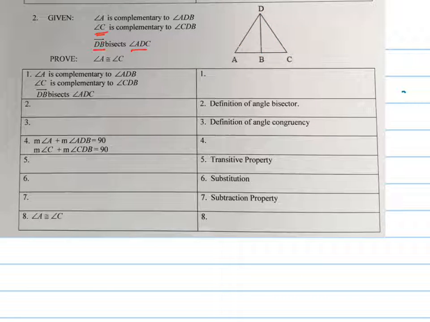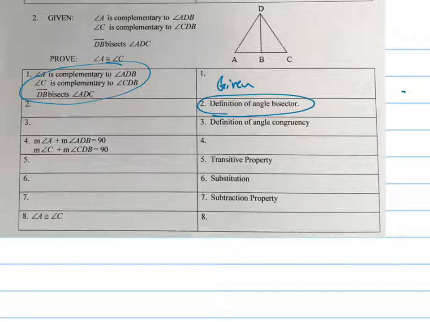Okay. They want us to prove that A equals C, which is what I was just saying. They want us to prove this right here. Okay, that's the goal. All right, so the first thing is they're giving us all that stuff. We just write down given. Next, it says definition of angle bisector. Oh, okay. So what am I going to say? I'm going to say those two are equal to each other, because that's what an angle bisector is. They told us that it bisects it.